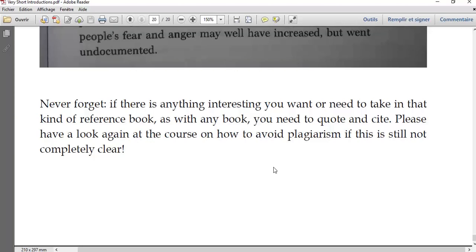When I say in that kind of reference book, if you pick up anything you need to quote and cite, I hope that you are familiar with the difference between quote and cite, because in French it might look like it's the same word, it isn't. Quote corresponds to the French citer, and cite corresponds to the French donner les références. So you need to quote and cite.